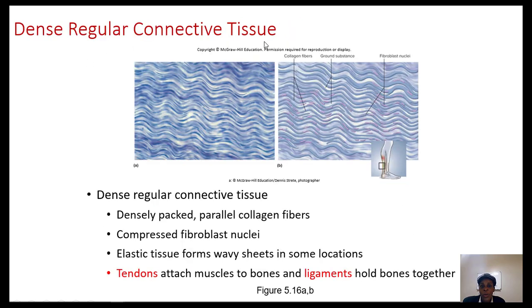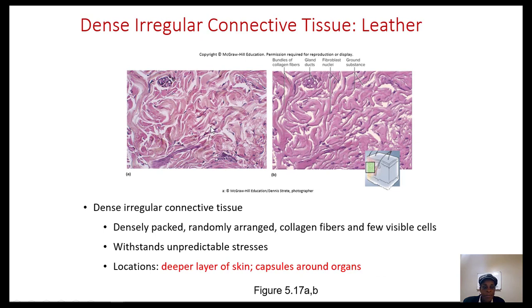The dense regular connective tissue. Why is it dense? It has a lot of fibers. Why regular? The fibers are regular, they go in the same direction. Where do you find them? In tendons and ligaments. What about the dense irregular connective tissue? It is in the skin. What part of the skin? The dermis of the skin. But what layer of the dermis? The reticular layer. Because remember, the skin has papillary and reticular.